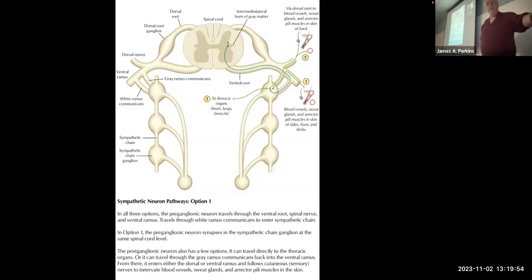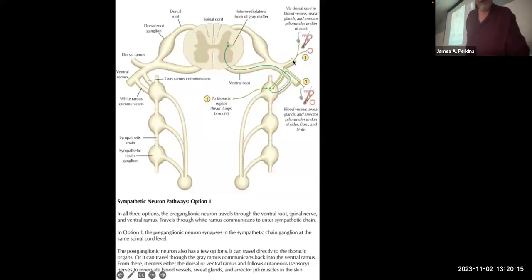Again, if this was the T4 level of the spinal cord, these postganglionic neurons would follow the ventral ramus of T4, which is actually the fourth intercostal nerve, and would supply things like sweat glands, blood vessels, and erector pili muscles in that T4 dermatome, which is at the level of the nipple, wrapping around the body.